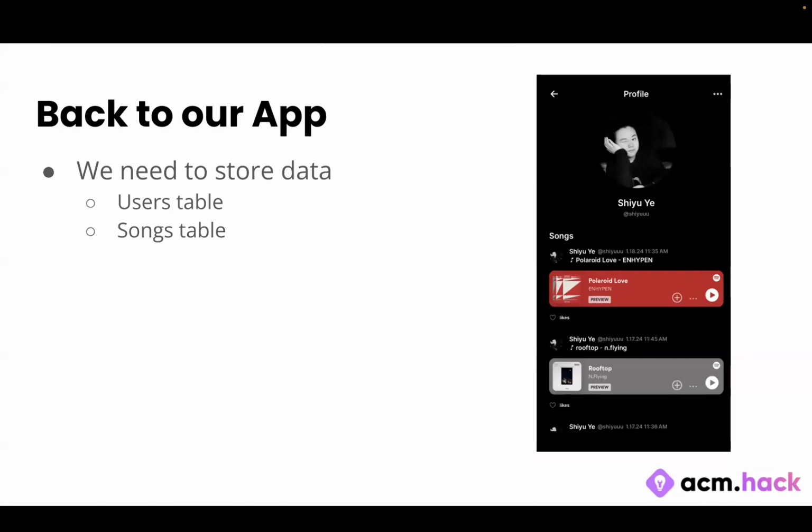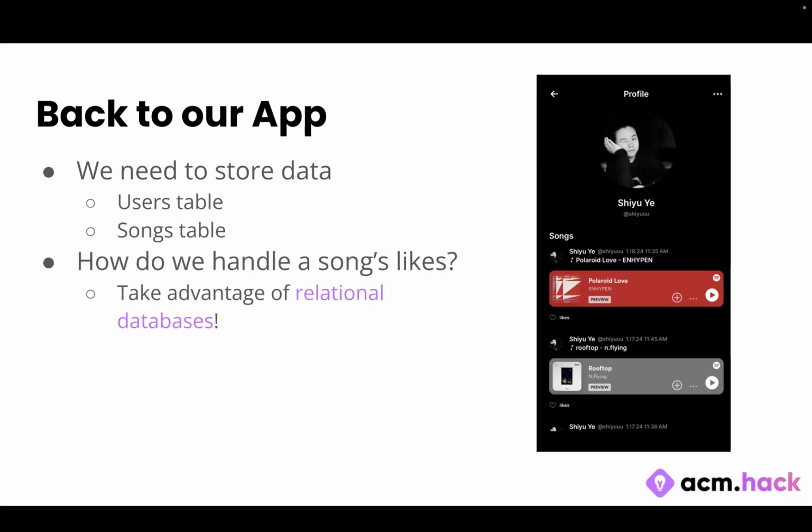Any ideas of what we can do to implement the song likes functionality? Correct. Create a new table. That's exactly what we're going to do. So we're going to take advantage of relational databases, and we're going to create a new table that relates a user to a song. Essentially, we're able to look for whether or not the user has liked the song, and so on and so forth.